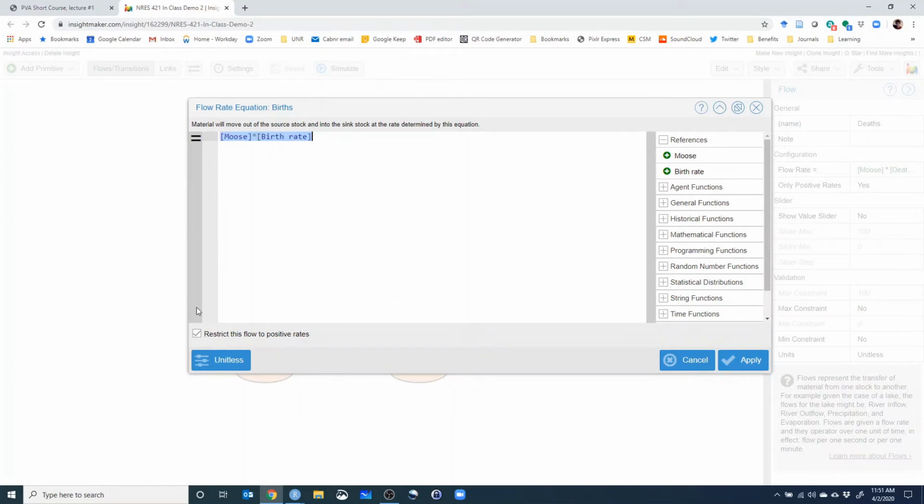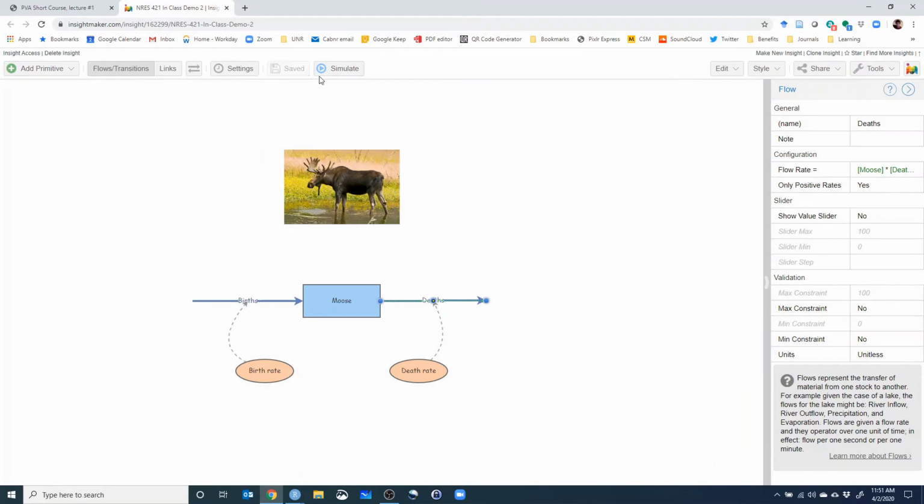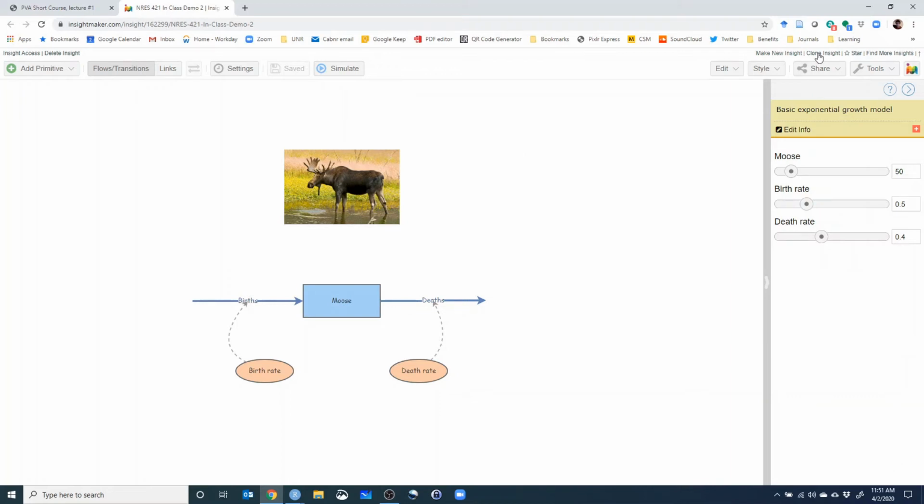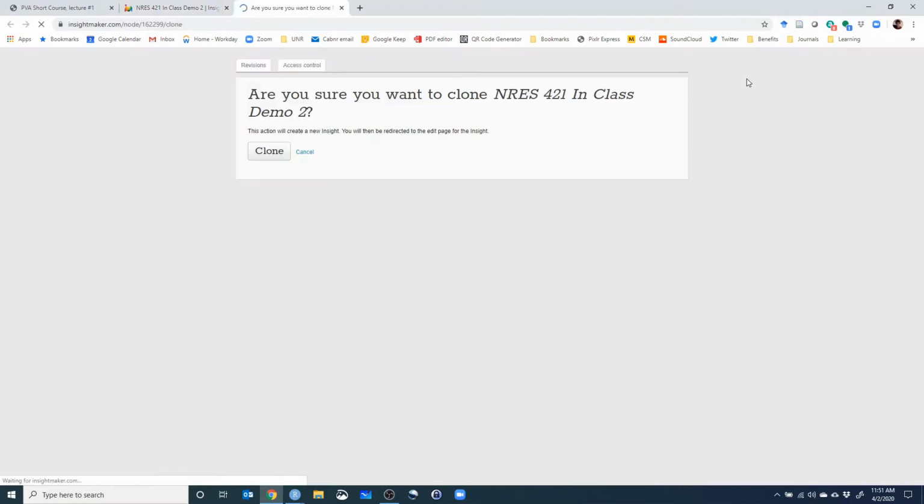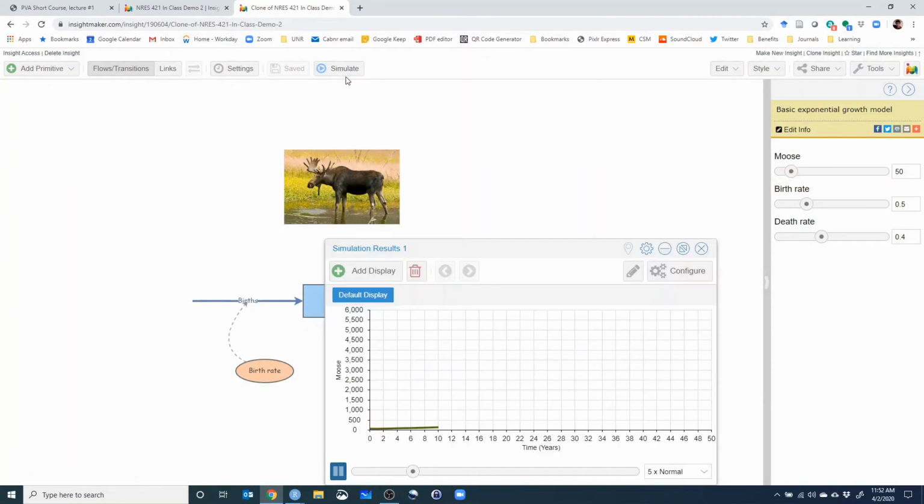And we can just look at the equation that goes in here. To get the total number of births, we just multiply the total number of moose in the population by the per capita birth rate. And just the same way, to get the total number of deaths, we use this equation. We multiply the total moose population by the fractional death rate. And if we hit simulate, well, before we do that, let's clone this Insight so you can make changes to it. All right, and you can run it, and you see now that we get positive exponential growth.